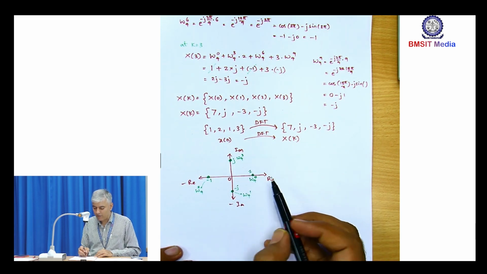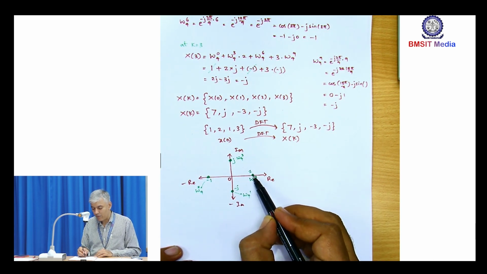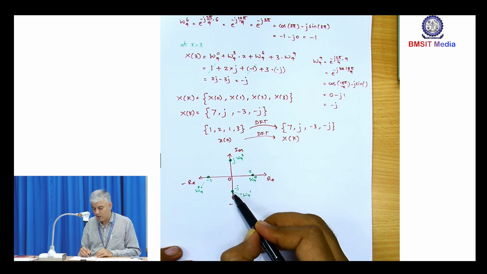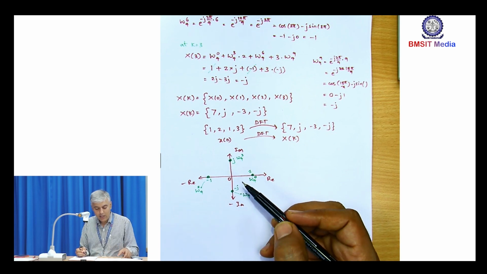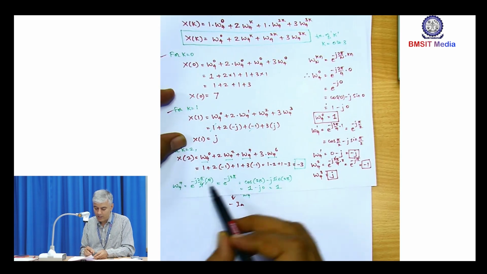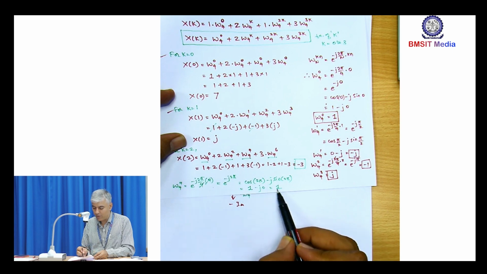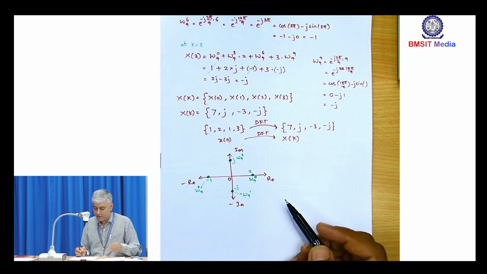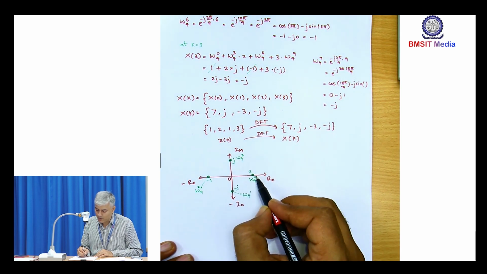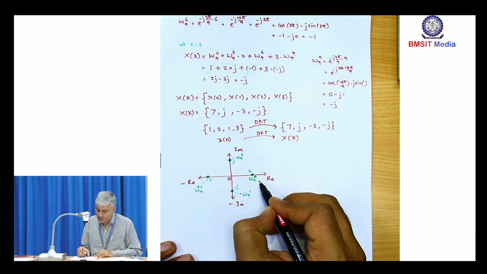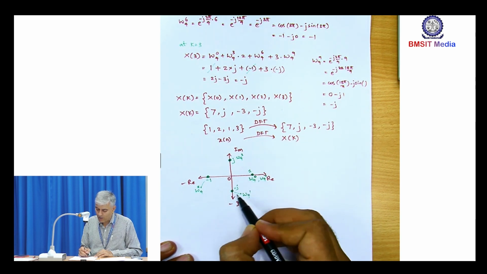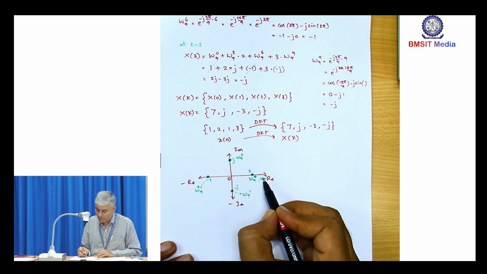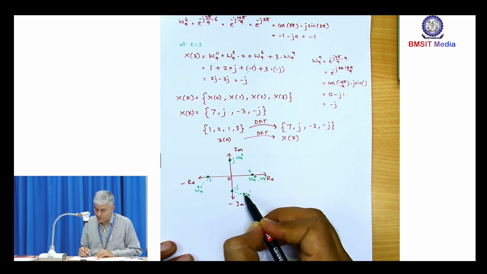If you have observed, while plotting W4 raised to 0, 1, 2, 3, on the same line, we also determined W4 raised to 4. W4 raised to 4 happens to be equal to 1. So W4 raised to 4 is over here. So 0, 1, 2, 3, 4. Can you guess where W4 raised to 5 will be? It should be over here.